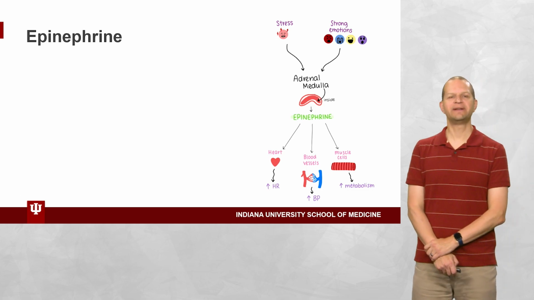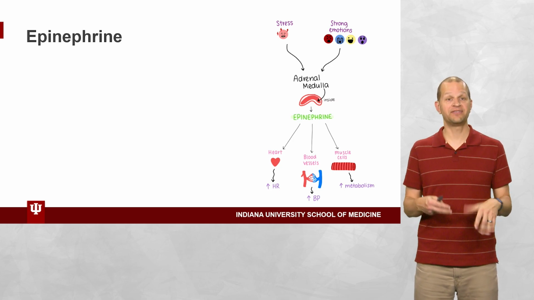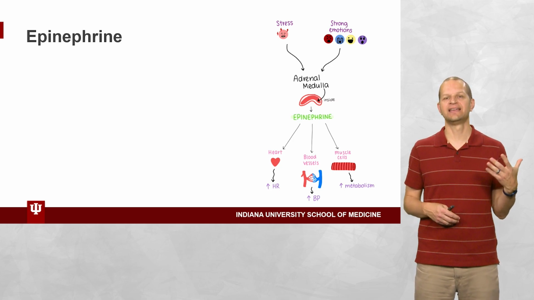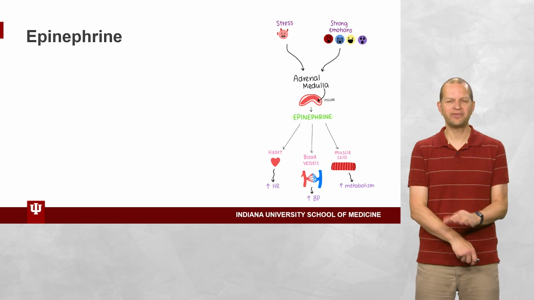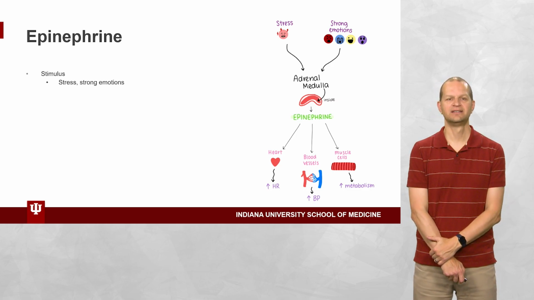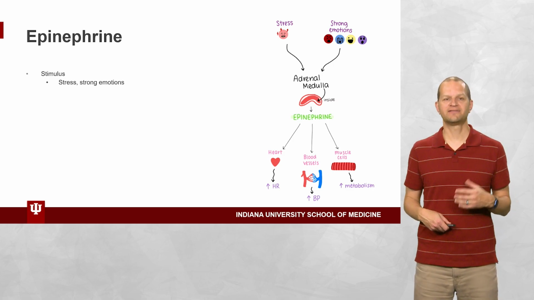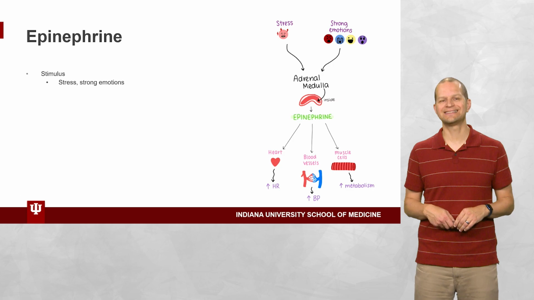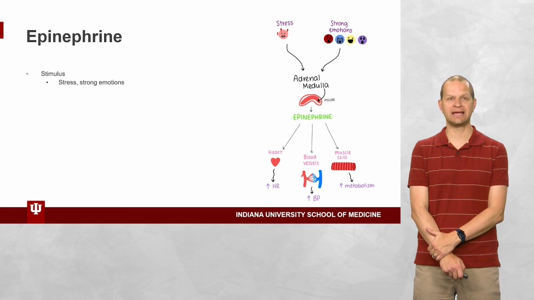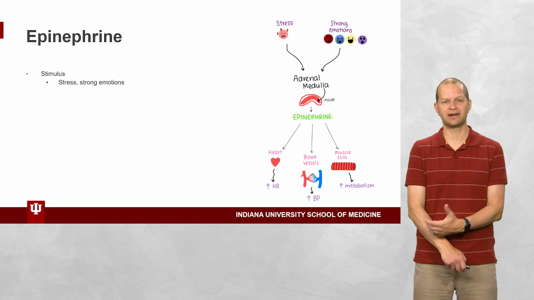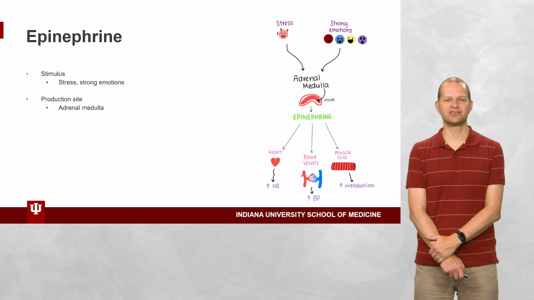Then next we have epinephrine. Now, epinephrine can act as both a hormone and a neurotransmitter. And for this class, we generally just think of it as a hormone, whereas norepinephrine we think of as a neurotransmitter, but both of them have similar responses. Okay, or similar functions. So epinephrine is released when we have some sort of stress, strong emotions. This is a hormone that's released in response to a sympathetic response. Okay, so like if you see a bear, you see a shark, that sort of thing, you're scared.